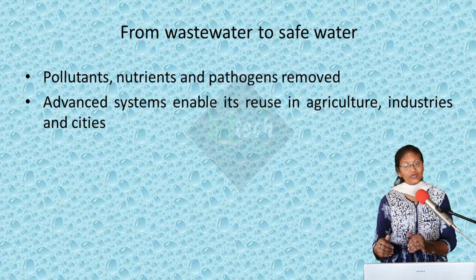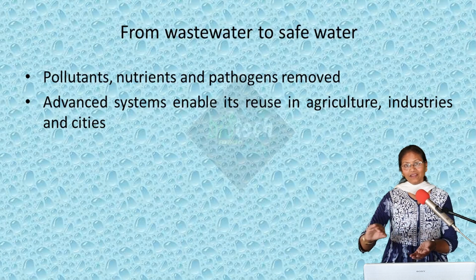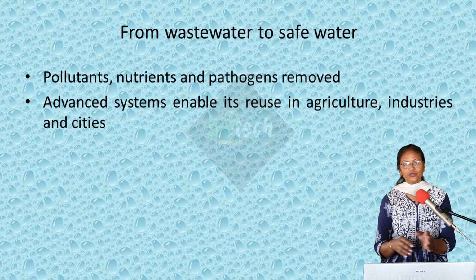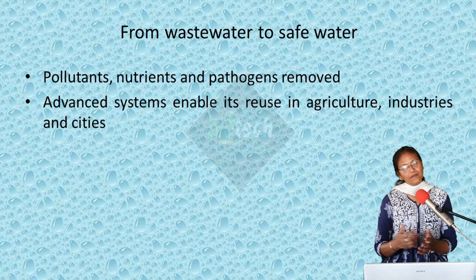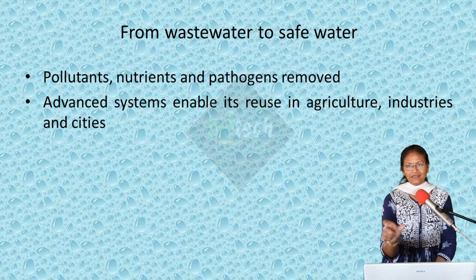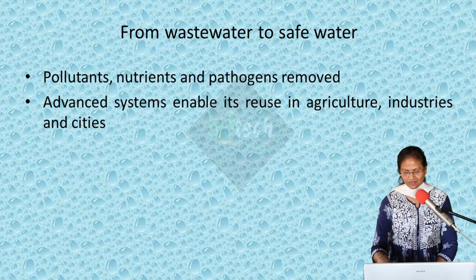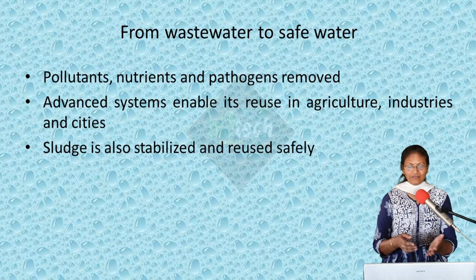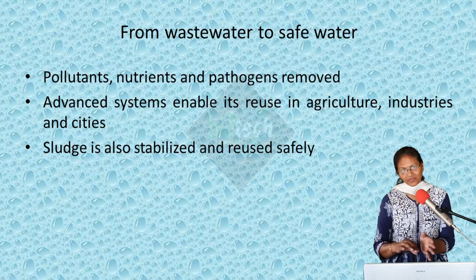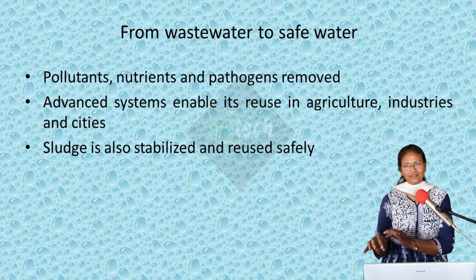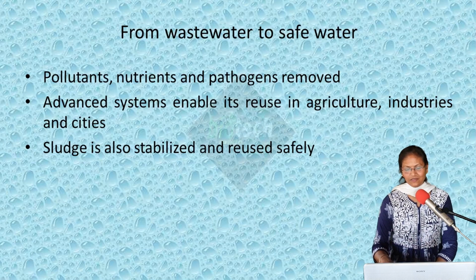So even for human consumption, if the treatment level is so high, and if you stick to the standards given by WHO and other organizations, then it can be used for drinking purposes also. In that case, the indicator is 4 log. So 4 log viral removal should be there, then we can use it. And sludge is also stabilized and reused safely. That we have already discussed, that there is another separate line of treatment for the sludge, and it is stabilized, it is dewatered, and then it is reused.